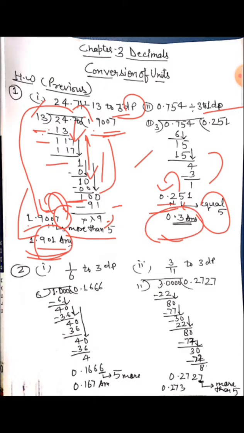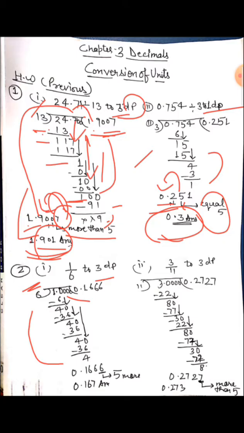Now question number 5 was to find the answer up to 3 dp, and all the questions are given in fraction form. First is 1 upon 6, meaning 1 divided by 6. And look here, the question is asking for 3 dp, so you can take 4 digits after the decimal, 4 zeros, 1.0000, and the value will be the same. After the division, we get 0.166.